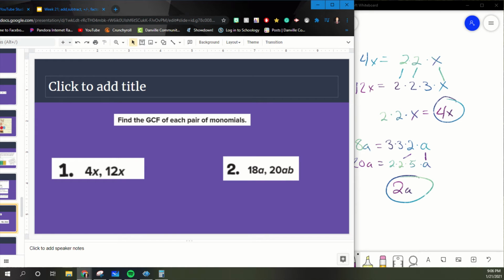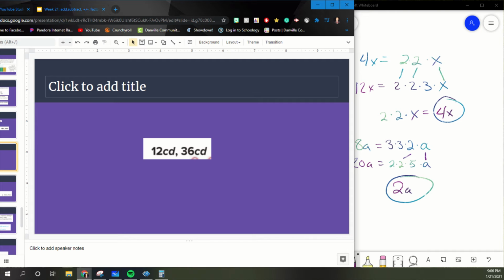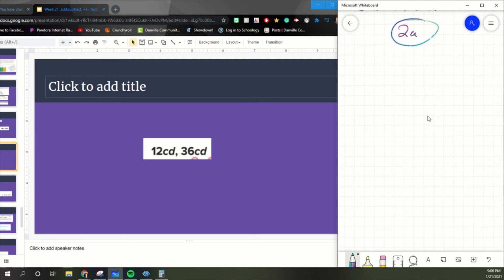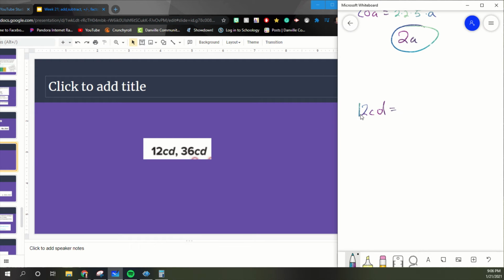So let's do another example. Go ahead and pause the video. Try to do this example. All right, so let's take a look at it. So you have 12CD here. Well, 12 breaks down to 4 and 3, which breaks down to 2 and 2. So you have 2 times 2 times 3, and don't forget your variables, times C times D.